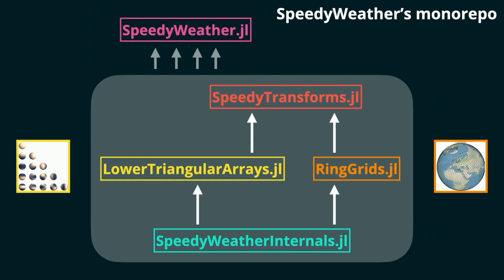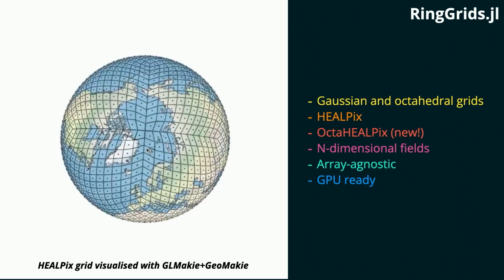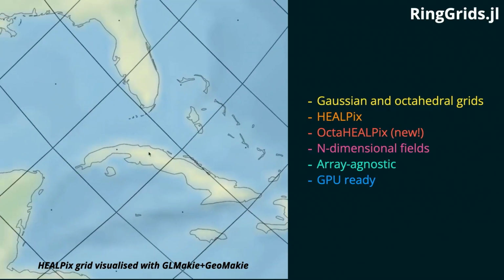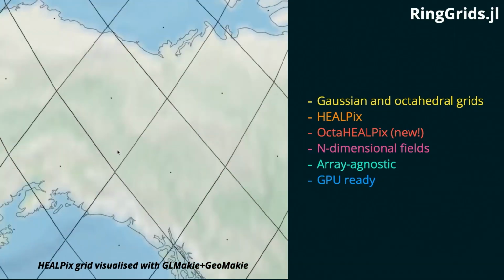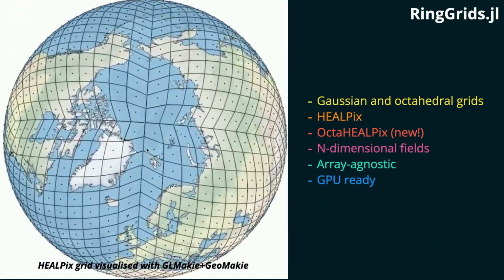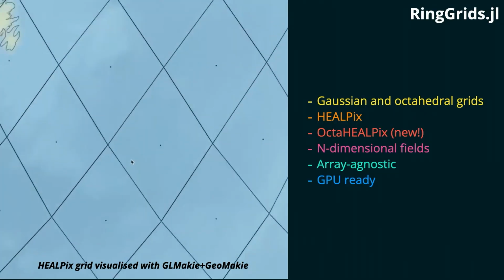And then transforming between the two, we have the Speedy Transforms package, and then Speedy Weather imports all of them. And so for ring grids, I thought I'd talk a little bit about it. So this is just an animation where I recorded myself playing. You see my mouse there, kind of zooming around. This is just a HEALPix grid visualized with GLMakie and GeoMakie.